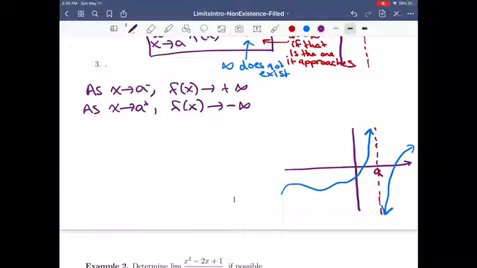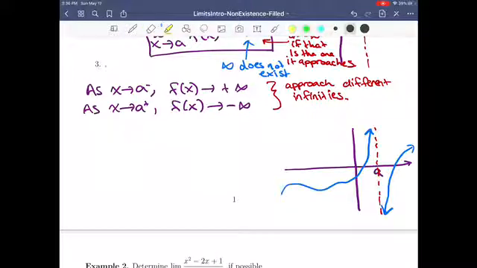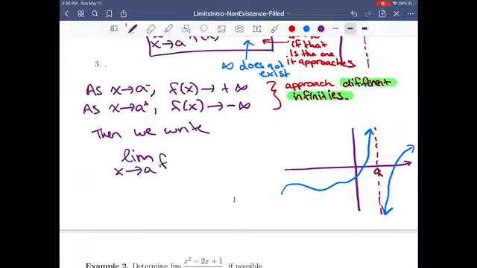Again, what I mean by this is they approach different infinities. The difference between the last one and this one is that here they're approaching different infinities. Because they're different, we again write the limit as x goes to a of f of x does not exist.